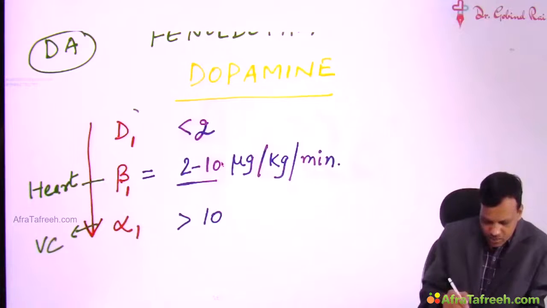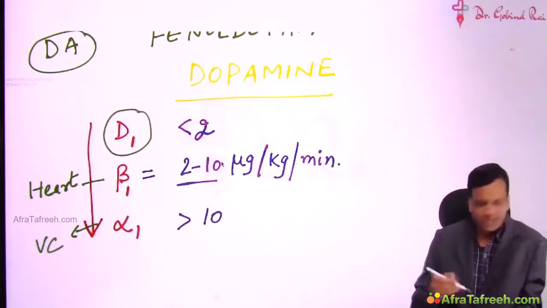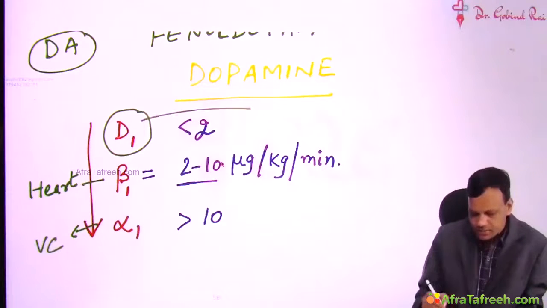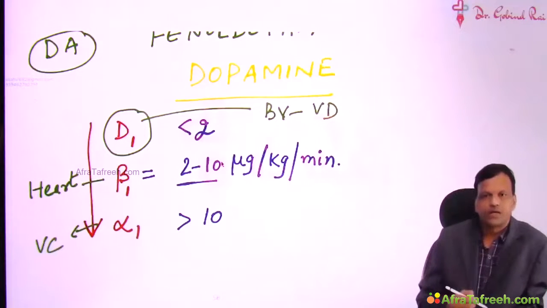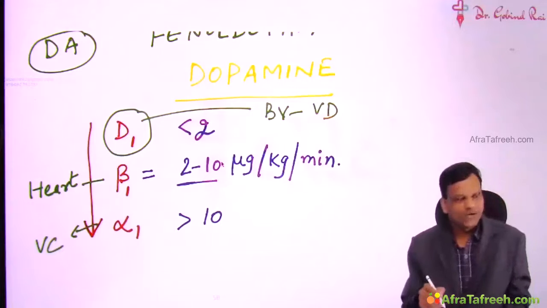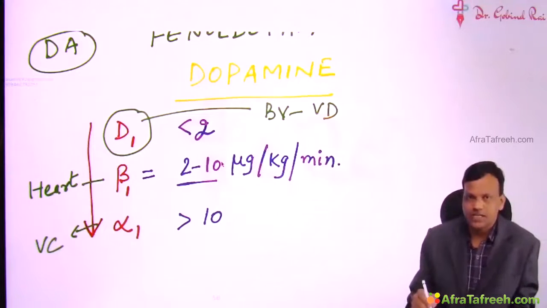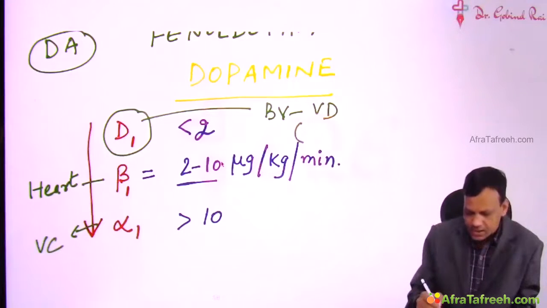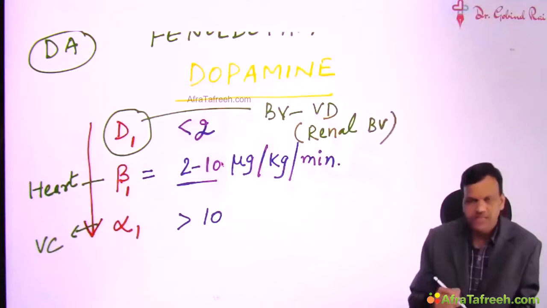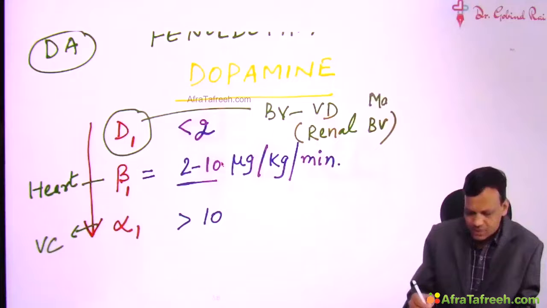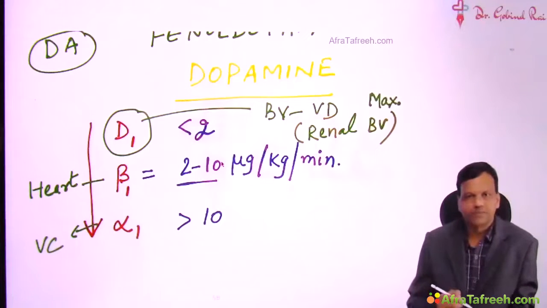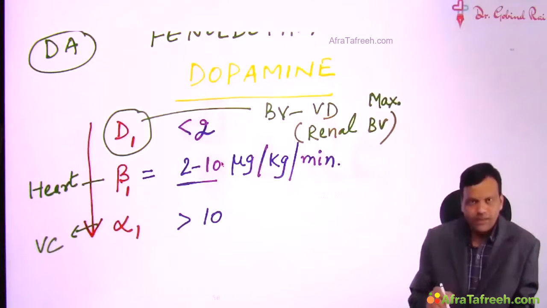Now we did not discuss D1 receptors. D1 receptors are also present in blood vessels, but their main function is to cause vasodilation. They are present in all the blood vessels of the body, but the maximum concentration is in the renal blood vessels. So when we give dopamine, it can stimulate D1, beta 1 and alpha 1.